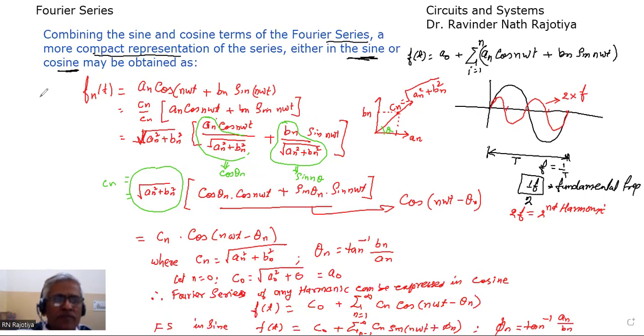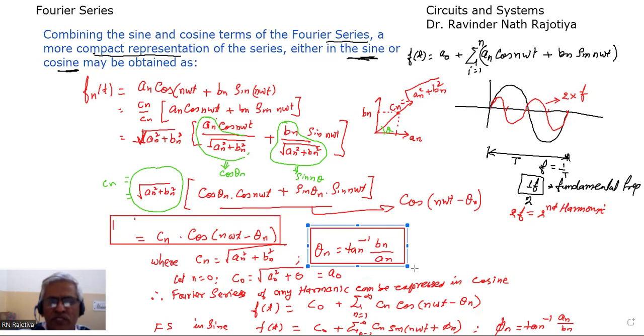So let me put a rectangle over there. So you get one standard formula for f of t is equal to this, where theta n is equal to this. This is in the cosine form. For the sinusoidal form, the equation is given here. So this is the equation.